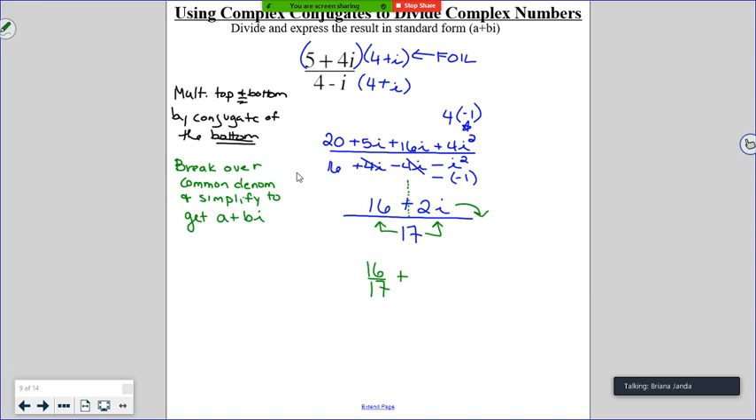So I have 2 over 17 i. You can leave the i in the numerator, that's fine. To me, it doesn't really matter. We'll have to learn a little bit about our MyMathLab and its particulars that it cares about. But this is your standard form right here. So there's our real number, 16 over 17, and your imaginary number is 2 over 17i.